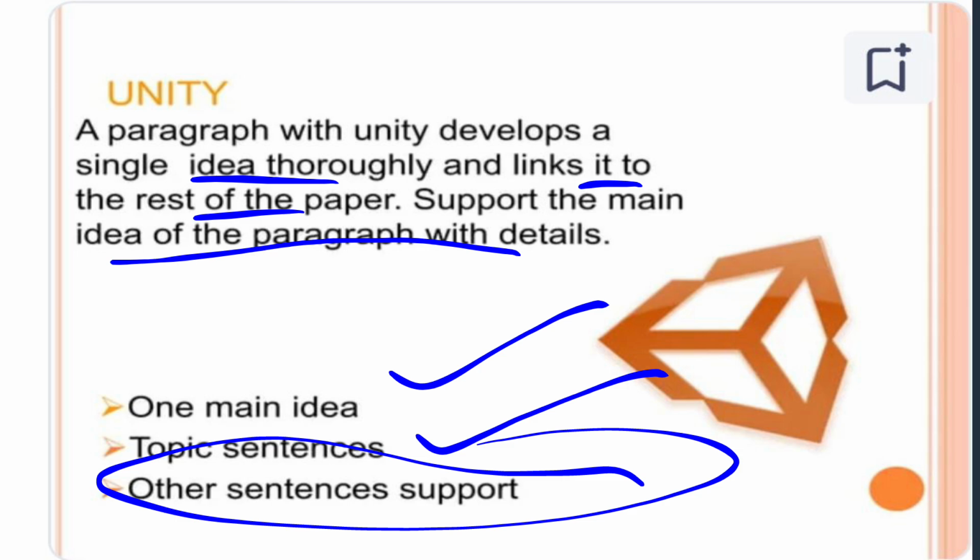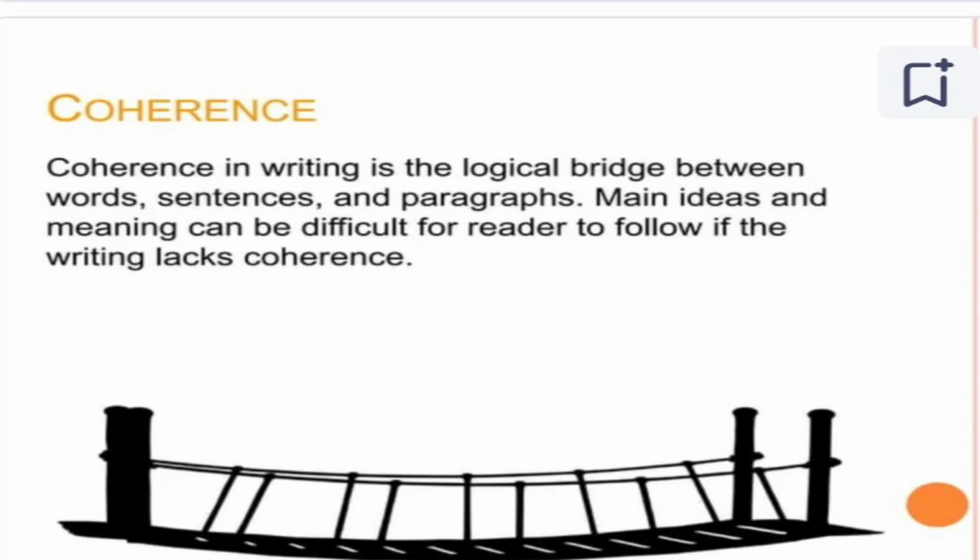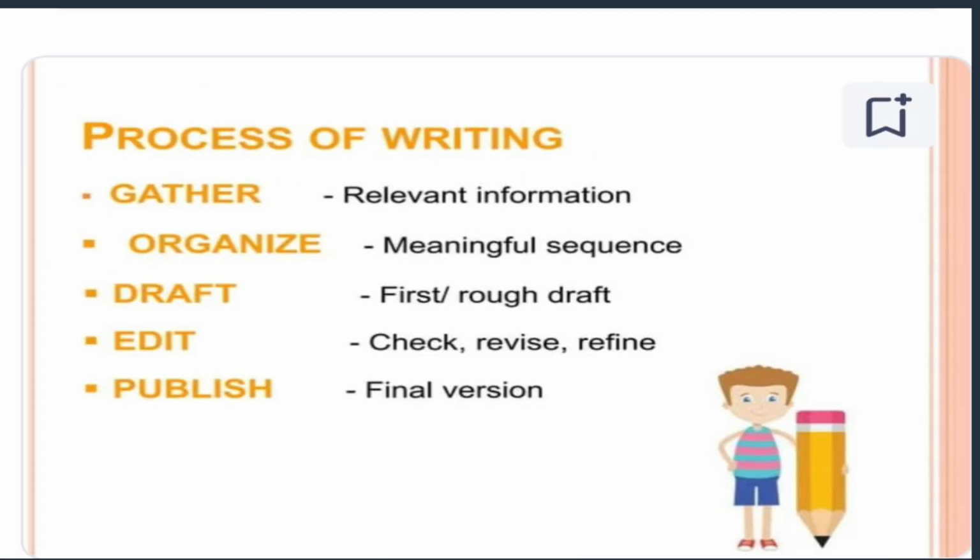Unity. A paragraph with unity develops a single idea thoroughly and links it to the rest of the paper. Support. The main idea of the paragraph with details. One main idea, topic sentences, other sentences to support. Next, coherence. Coherence in writing means the logical bridge between words and sentences and paragraphs. Main ideas and meaning can be difficult for the reader to follow if writing lacks coherence. It means if you are not going step by step, then the readers cannot get the exact idea.